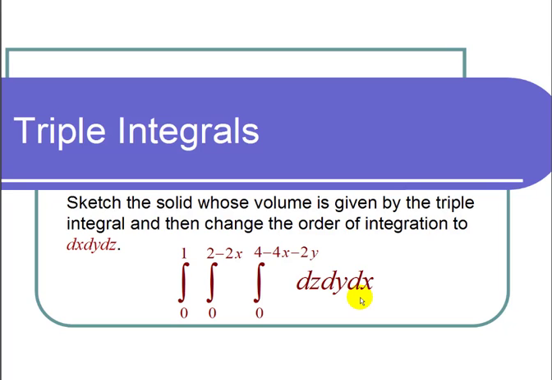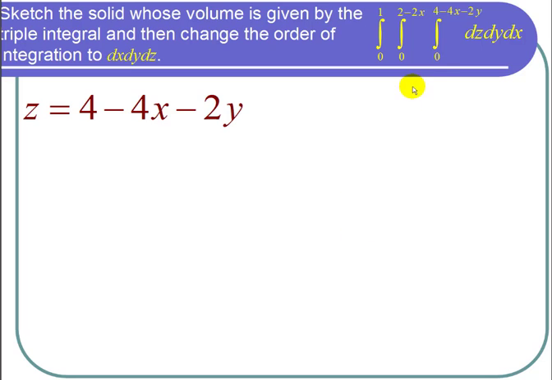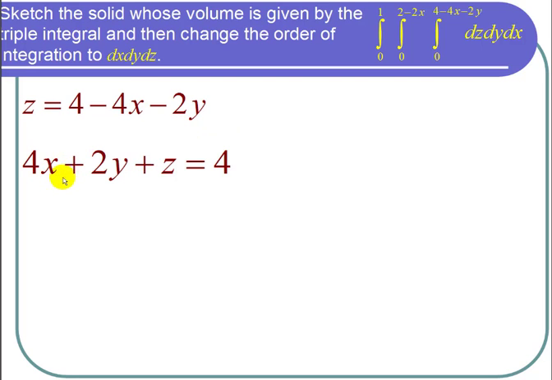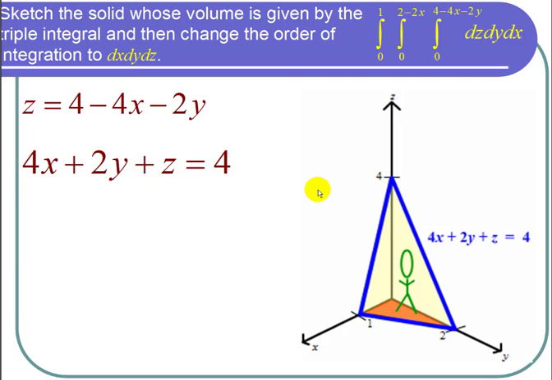So let's first look at this triple integral and see that this inner limit, that's a dz limit, so that means z goes from 0 to 4 minus 4x minus 2y. So I can write that z equals 4 minus 4x minus 2y. And then we can rearrange the terms a bit and write this as 4x plus 2y plus z is equal to 4. And this is a plane, and I draw the plane.